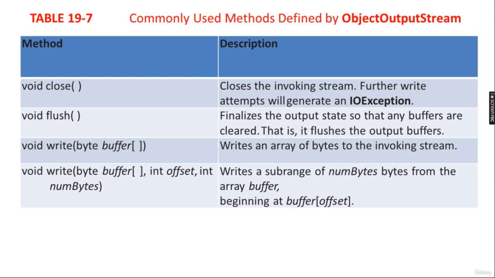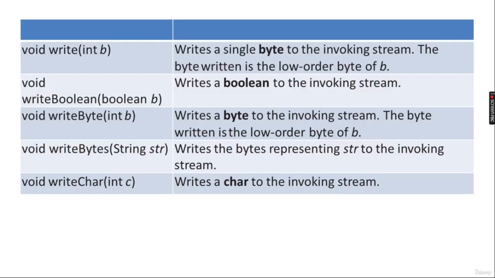Now we will see the commonly used methods of ObjectOutputStream. Void close closes the invoking stream. Further write attempts will generate input output exception after close. Flush finalizes the output state so that any buffers are cleared, that is, it flushes the output buffers. Void write(byte[] buffer) writes an array of bytes to the invoking stream. Void write(byte[] buffer, int offset, int numBytes) writes a subrange of numBytes bytes from the array buffer beginning at buffer offset. Void write(int b) writes a single byte to the invoking stream. The byte written is the low order byte of b.